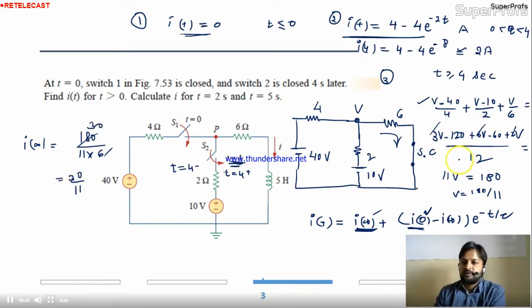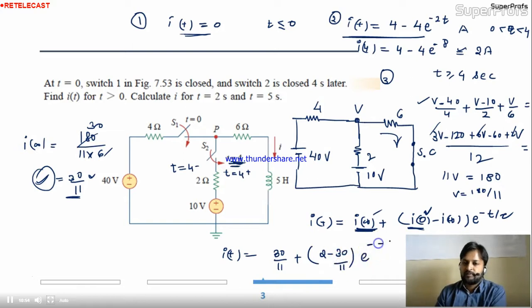The current value is 30 by 11 if I am right. Maybe here the calculation mistake. So if you people solve it again, you can find out. But I am thinking that I am right. 30 by 11, right? So we put the values in this equation. I infinity 30 by 11 plus 2 minus 30 by 11 e to the power minus t by tau. You need tau over here.